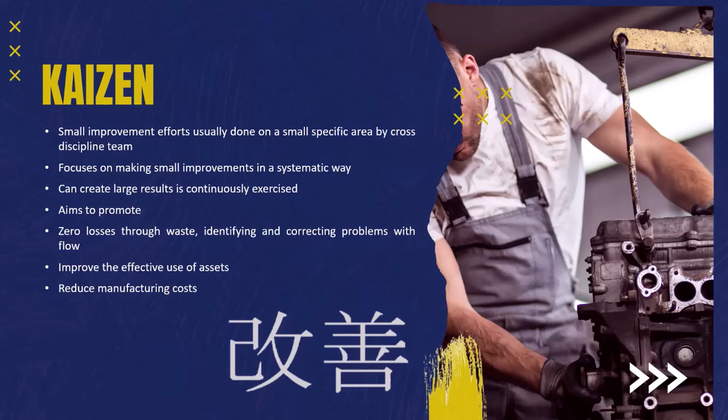Kaizen is a Japanese word that consists of two parts, Kai and Zen, which means a change for good. And it believes that making small improvements in a systematic approach is the way to achieve our target. And Kaizen in maintenance promotes to having zero losses due to wastes, improving the effective use of assets, and reducing the manufacturing cost. So now, let's learn some of the main tools used in total productive maintenance to achieve the concept of Kaizen.